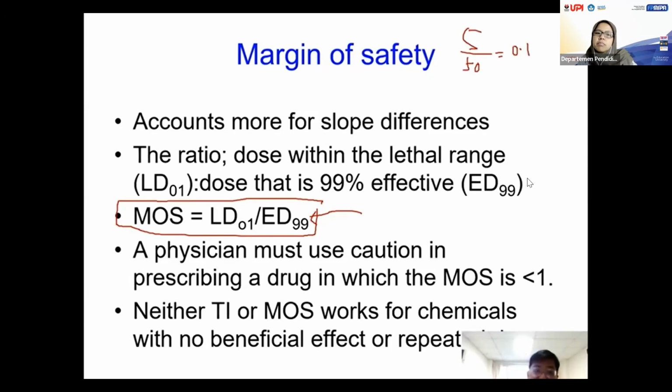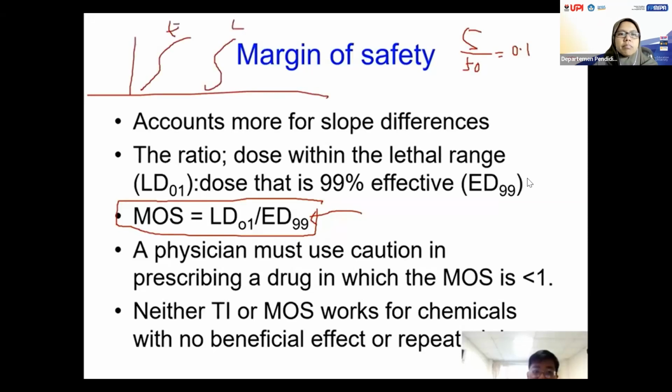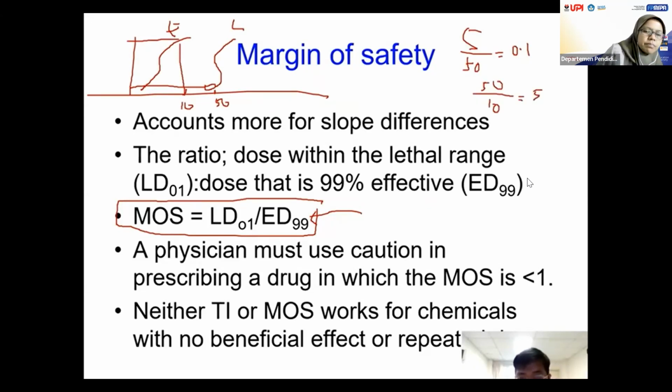So if, let's say, you look at the dose response curve that is very, very far apart, right? One is effective, one is lethal, and let's say this lethal one, LD01, here is, let's say, 50, and then your effective dose 99% here is 10. Then this will be different, right? This will be LD01, which is 50, divided by effective dose of 10. Then you have 5. So this means that the drug itself has a very good margin of safety, which means that it is quite effective and it is acceptable. But if your margin of safety is less than 1, then you have to be very, very careful. Okay.